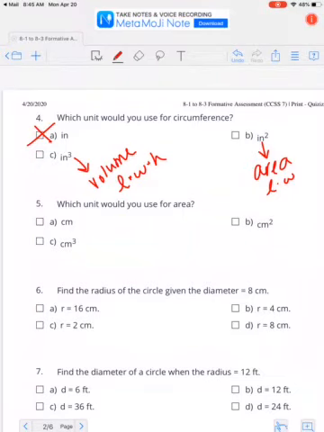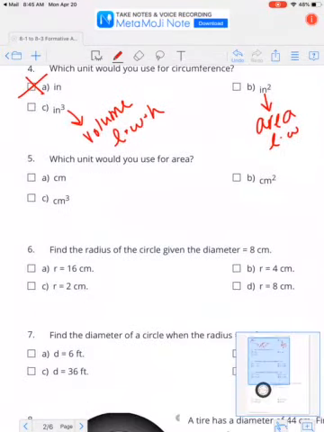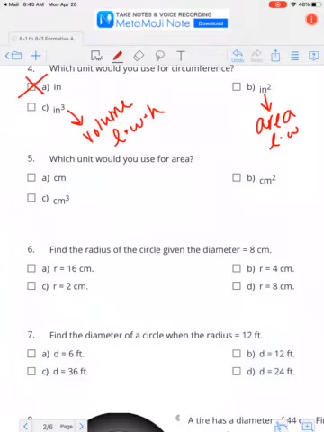Okay, so for question 5, it says, which unit would you use for area? So we actually just answered that. We're going to use the one that has the squared. So that would be letter B, centimeters squared.